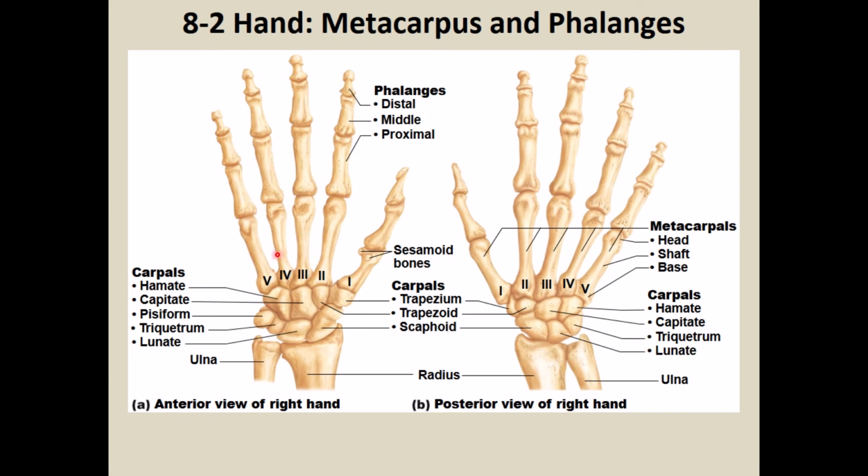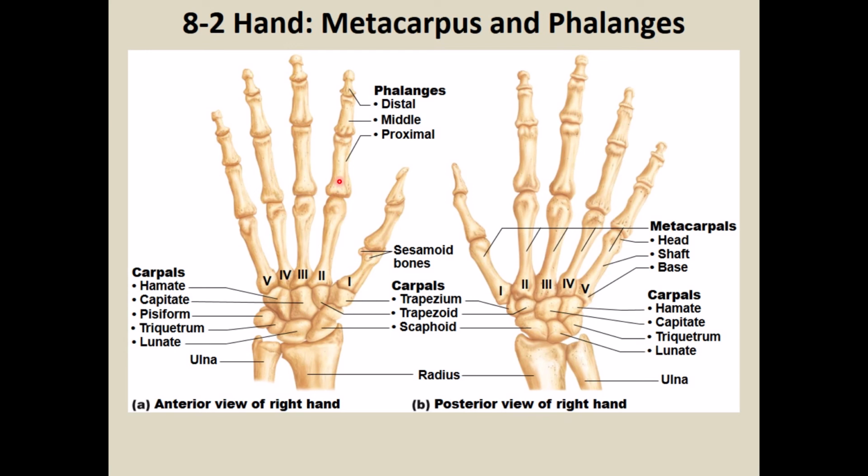Then you have the metacarpals. There are 5 of them, as I said before. This area that articulates with the carpal bones is called the base. Then this area is the body, and this is the head that articulates with the phalanges.